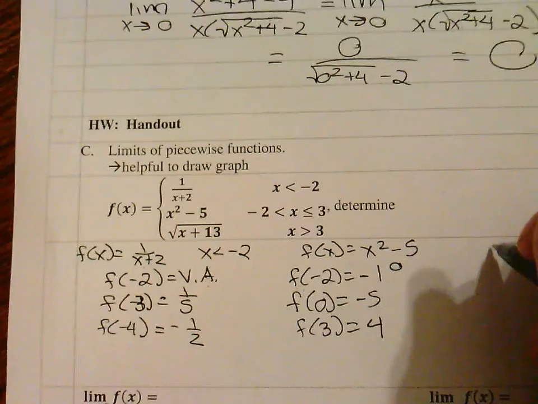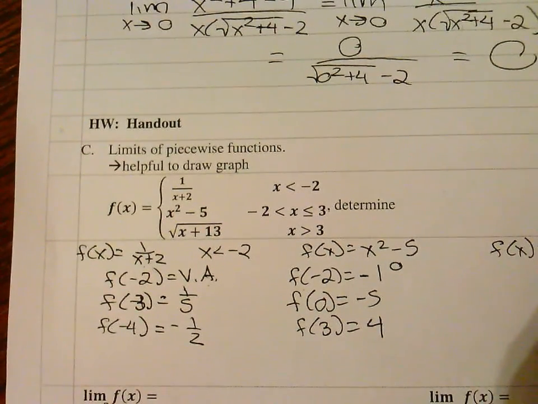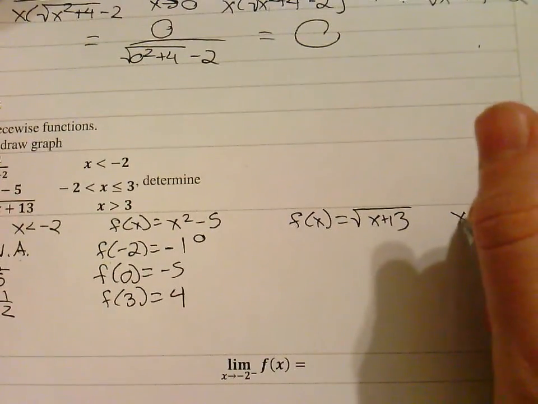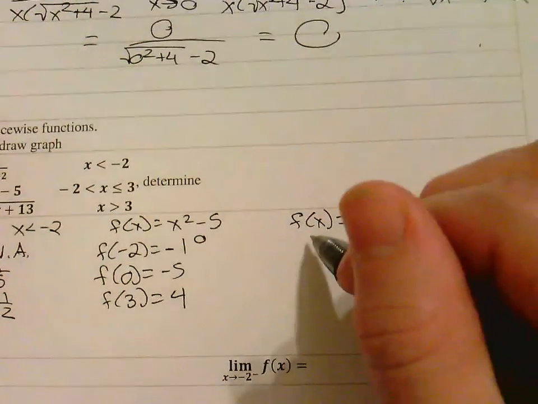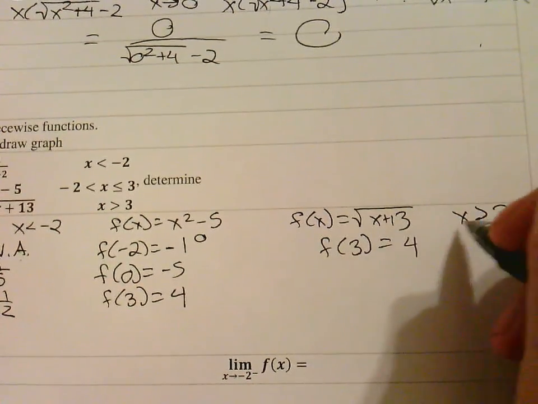Now we're going to go over here. f of x equals the square root of x plus 13, where x is greater than 3. So you have to start at 3. 3 plus 13 is 16, so f of 3 is going to be 4. That's going to be a circle.